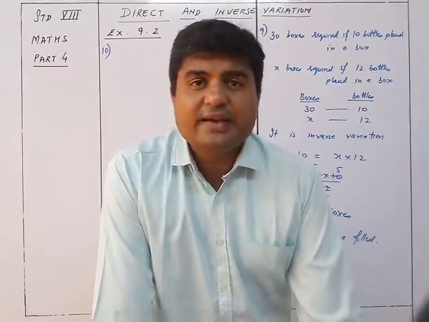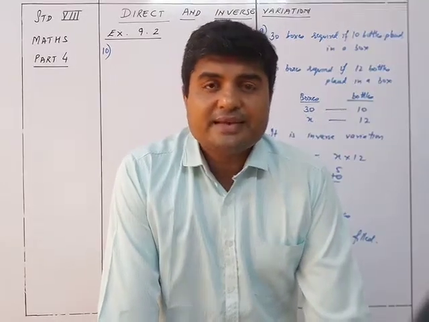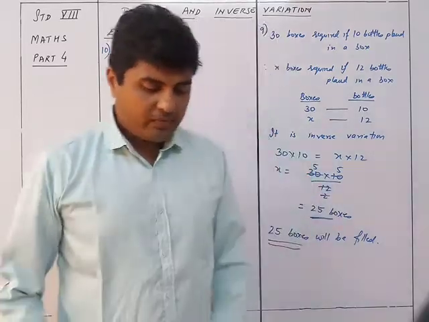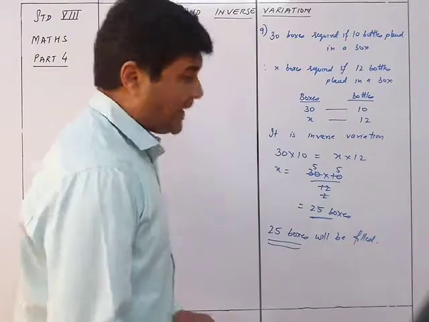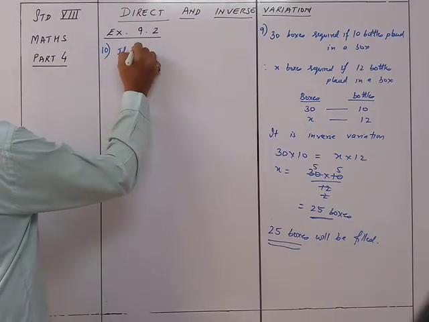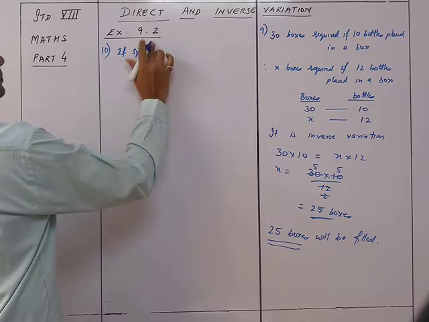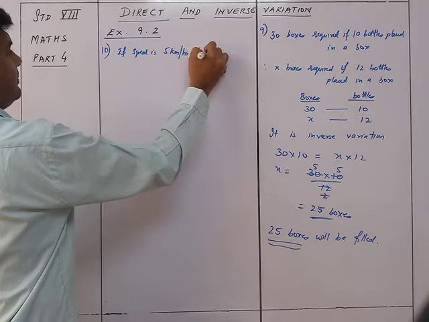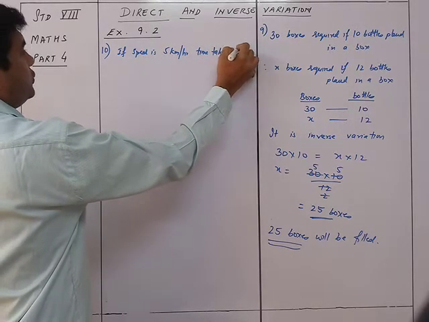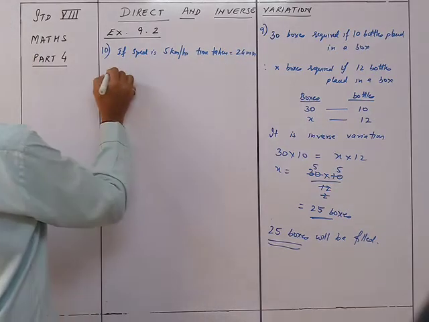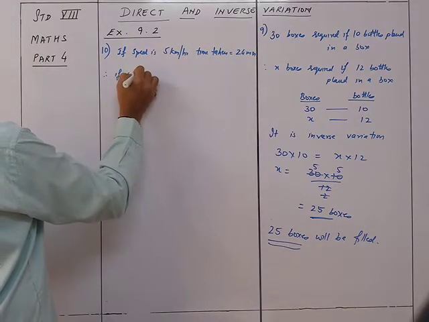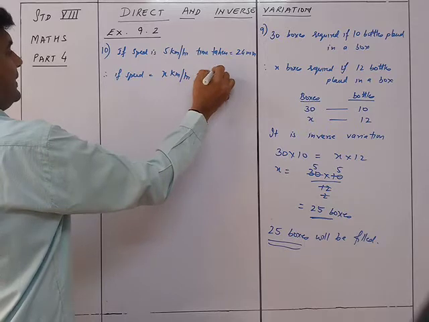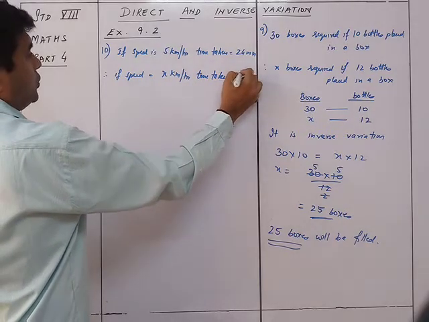So of course, again, this is an inverse ratio, because as the time increases, the speed decreases. If the speed increases, time decreases. So we have over here 24 minutes at 5 kilometers per hour. So if speed is equal to 5 kilometers per hour, time taken is equal to 24 minutes. Therefore, if speed is equal to x kilometers per hour, time taken is equal to 20 minutes.